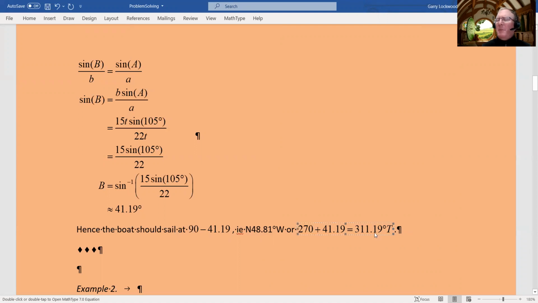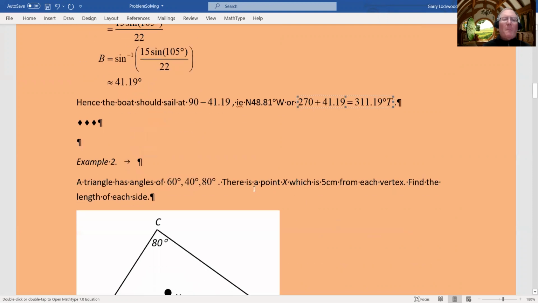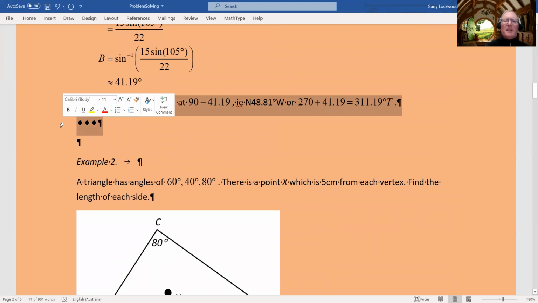So that, of course, would be 311.19 degrees clockwise from north. And that's our first example that worked out fairly simply.